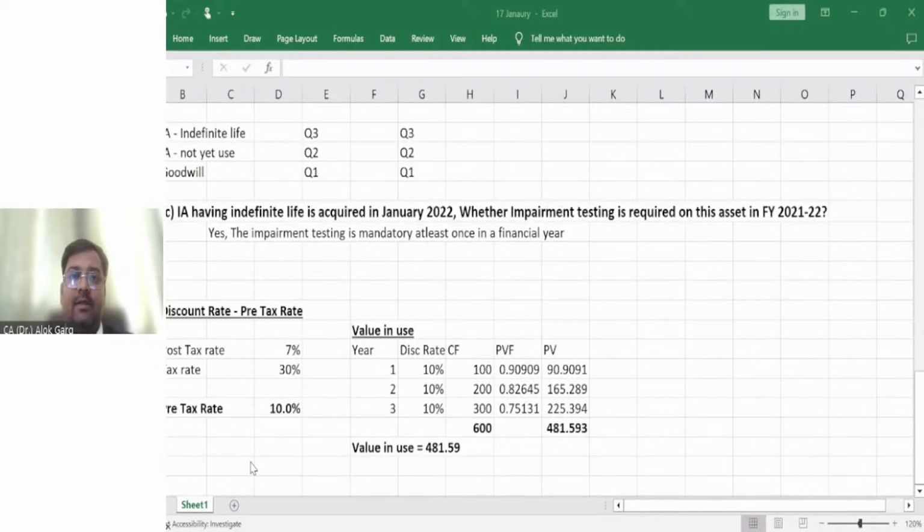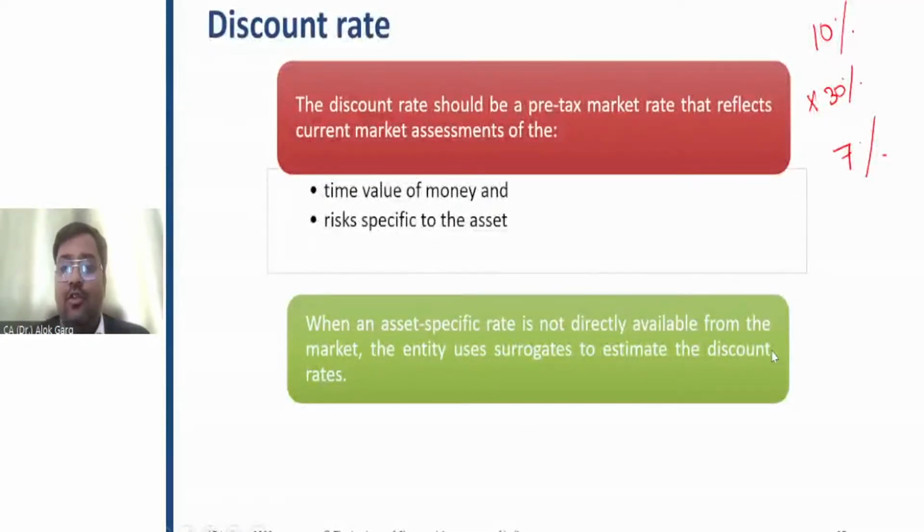Clear, friends? So let's go to the slide again. Friends, the standard says that the discount rate should be the pre-tax rate, first of all. The second, the standard says that the discount rate should be in relation to that specific asset. And I'll take an example, guys.